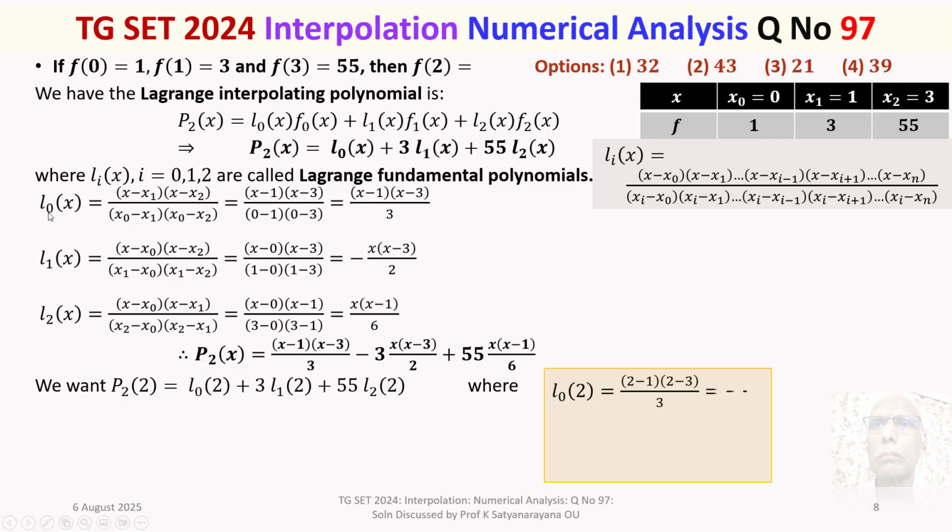L0 of 2: L0 of x is (x minus 1) into (x minus 3) by 3. Put x is equal to 2. You will get (2 minus 1) into (2 minus 3) by 3. So this is minus 1 by 3.